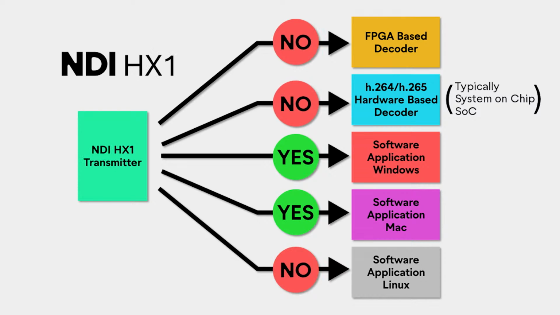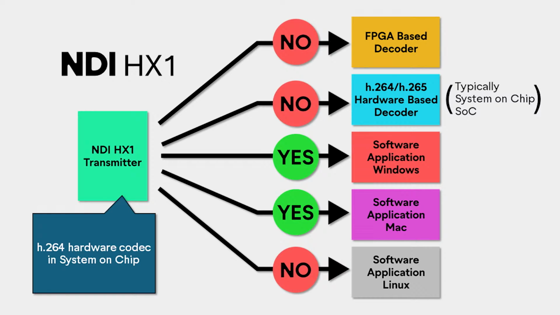And then NDI HX1. This format is generated by a hardware encoder, typically integrated in a PTZ camera or encoder. And thanks to a dedicated driver, a software application running on a Windows or Mac-based computer can decode it. FPGA, system-on-chip solutions, and Linux-based computers do not support NDI HX1 decoding.